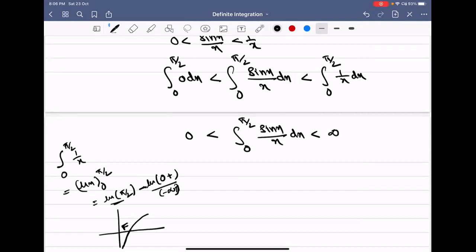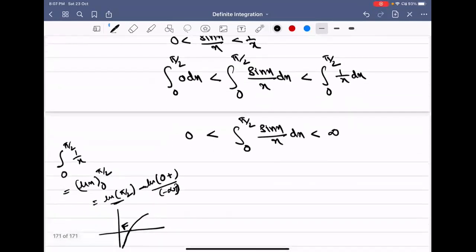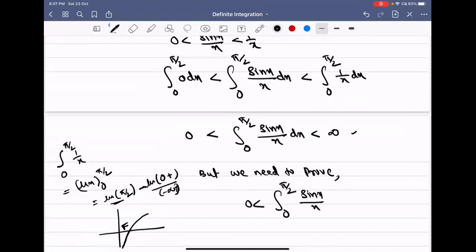But what we need to prove, 0 is less than integration of 0 to pi by 2 sin x by x dx is less than pi by 2. So this is also true, but our requirement is not this. But we need to prove, 1 is less than integration of 0 to pi by 2 sin x by x dx is less than pi by 2. This is our requirement.